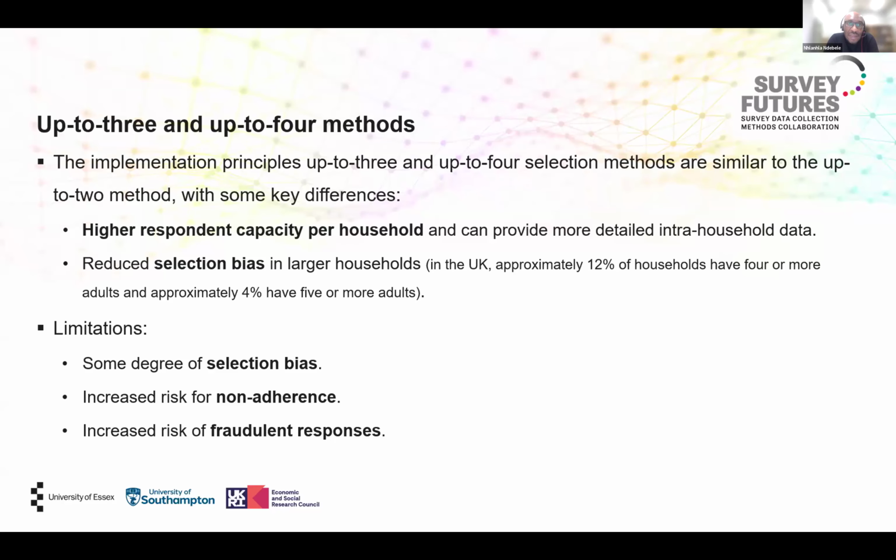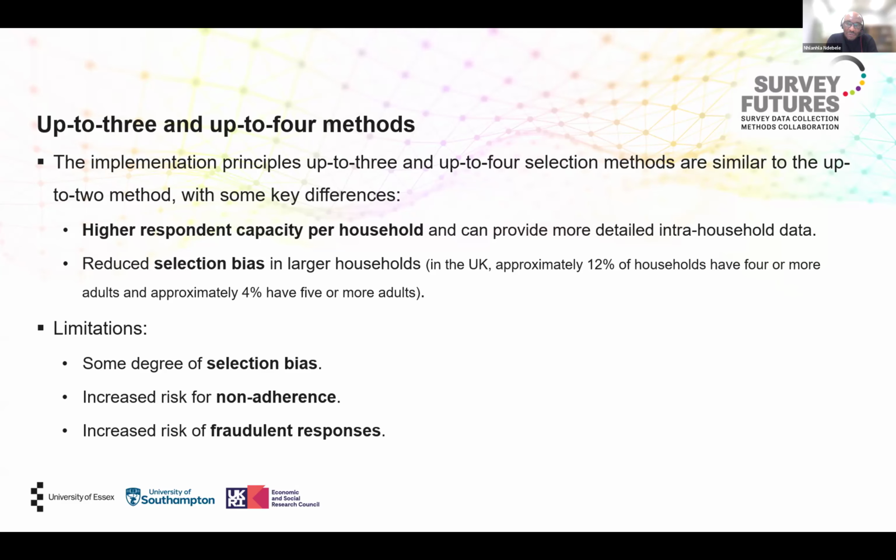For the up to 3, and I've combined the up to 3 and the up to 4 methods because some things are common within these. They are similar to up to 2, but with some slight differences. Those differences are that you have a higher respondent capacity per household. So we're now inviting 3 or 4 people to participate and potentially have more detailed intra-household data. Plus, it reduces selection bias to some degree, because you are asking more people from a household to participate.